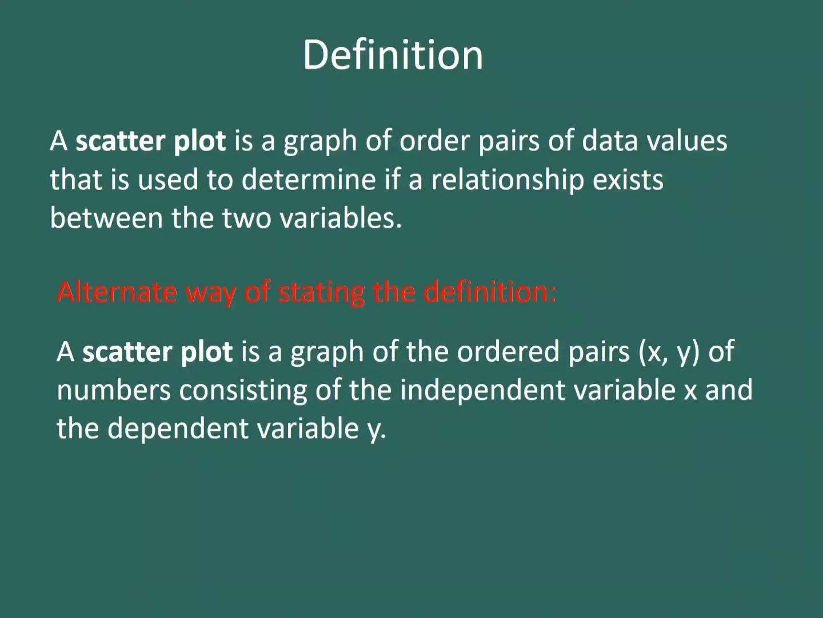An alternate way of stating this definition is a scatter plot is a graph of ordered pairs, so x and y, of numbers consisting of the independent variable x and the dependent variable y. So anytime we're graphing a scatter plot, the independent variable will fall on the x-axis and the dependent variable will fall on the y-axis.